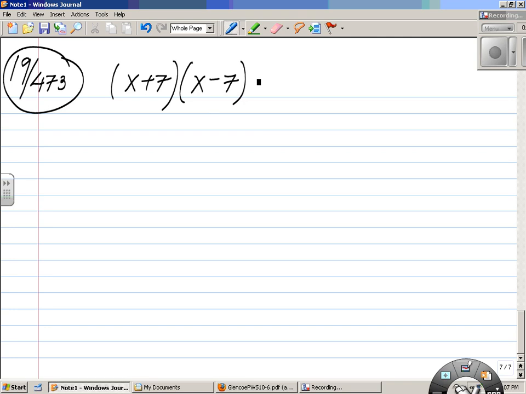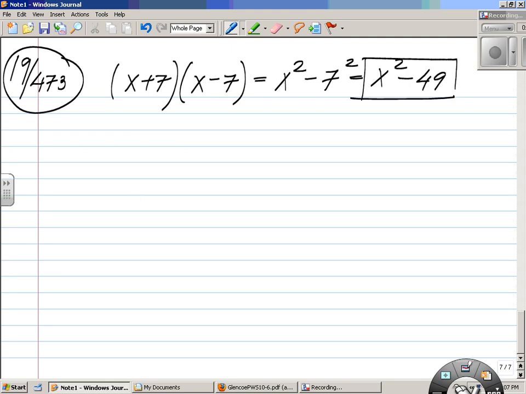Now, if you see that this is actually the difference of squares, it will be equal to x squared minus 7 squared, which is x squared minus 49, which should be the answer.